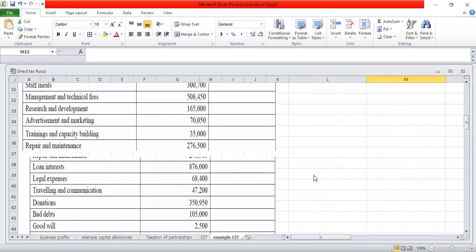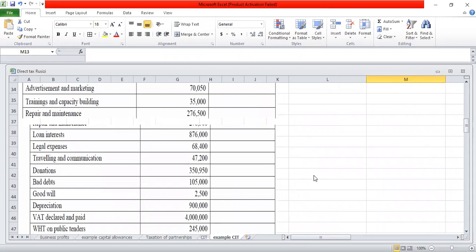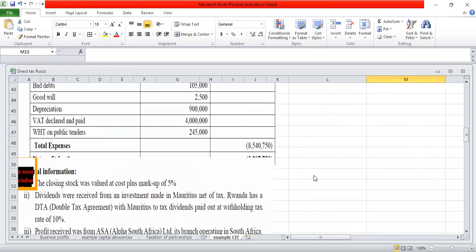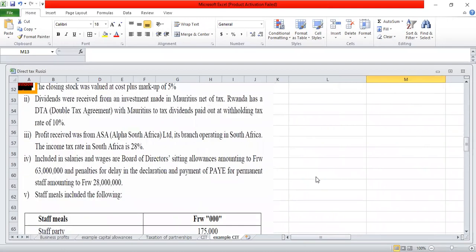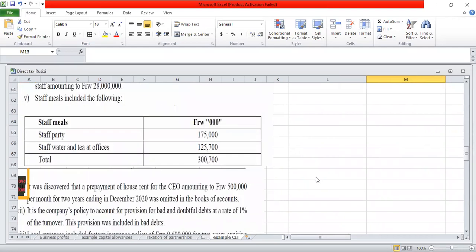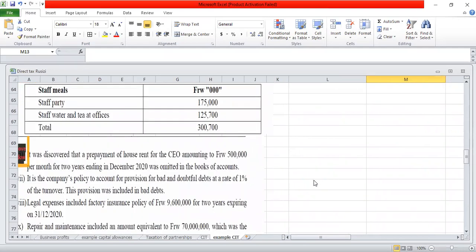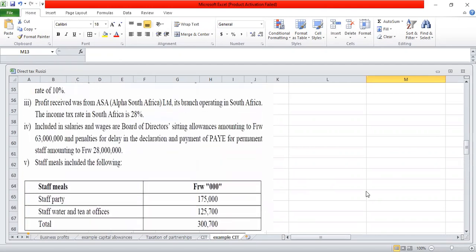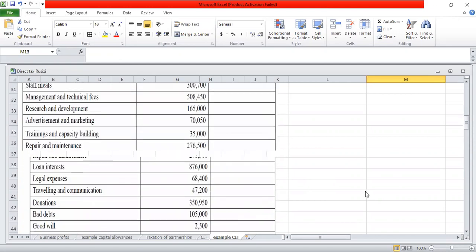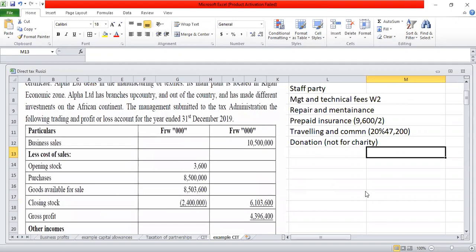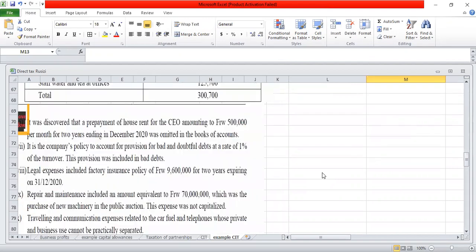Another transaction is a bad debt. This one has an information, I think. I read something about a bad debt. Yeah, it's the company's policy to account for provision for bad and doubtful debts at a rate of 1% of turnover. This provision was included in bad debt. So it means 1% of the turnover should be removed. Our turnover is 10,500. I think I calculated this somewhere wrongly because I used 10,400 somewhere.